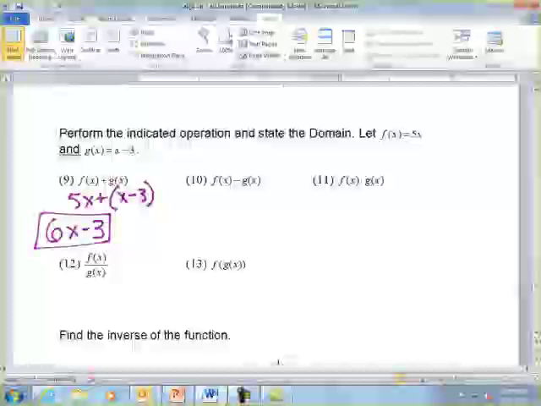For number 10, f of x is 5x minus all of g of x, and here those parentheses matter. Without them, you will likely get the wrong answer. We need to distribute that negative, making it 4x plus 3. Subtracting 1x gives 4x, and distributing the negative changes it to a plus 3.